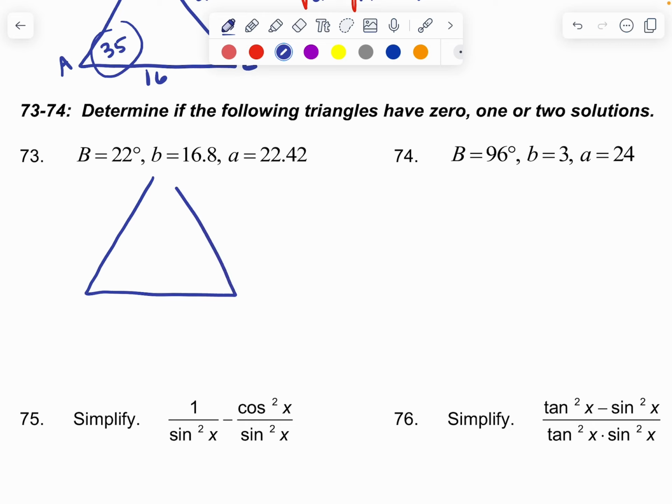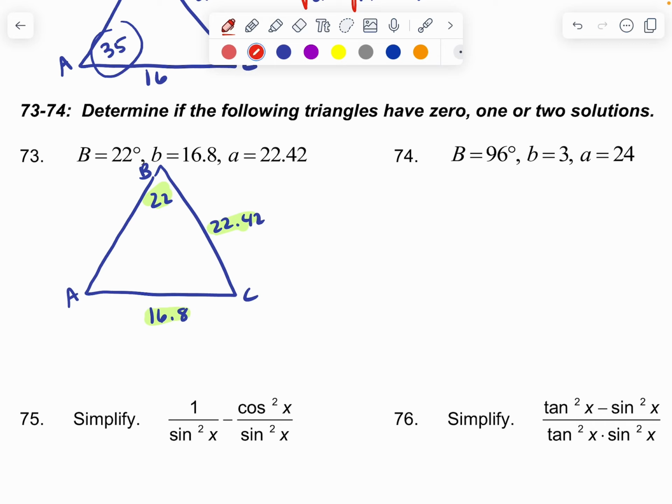All right, so we've got triangle ABC. Angle B is 22, little b is 16.8, and little a is 22.42. You guys notice here, we've got this angle-side-side, right? That's the ambiguous case where you're going to have 0, 1, or 2 solutions. And what you want to do in this case is just start to solve it and see what happens.